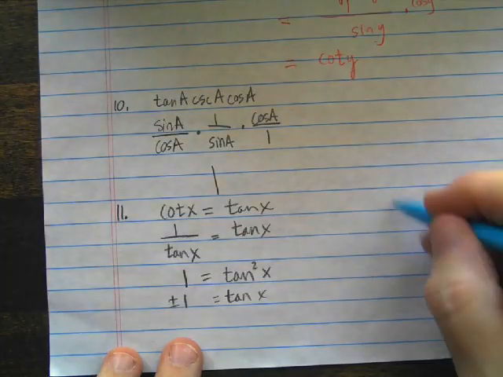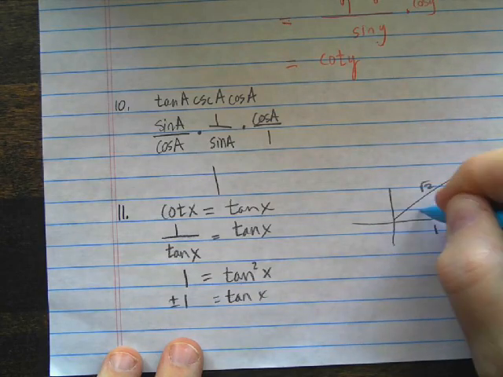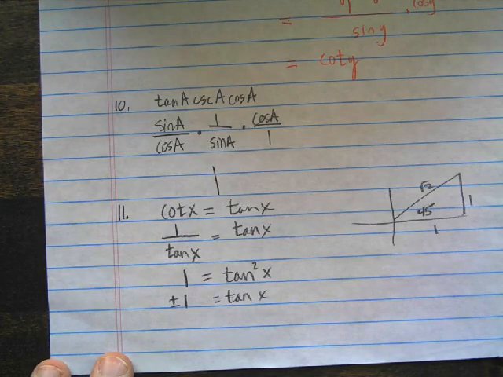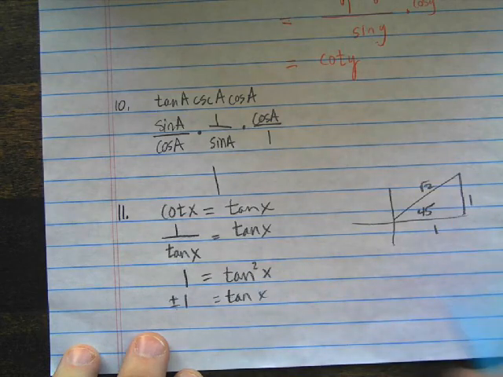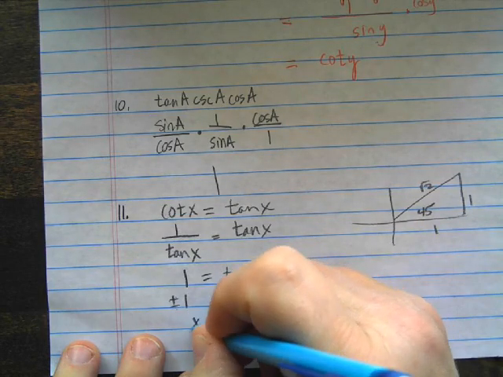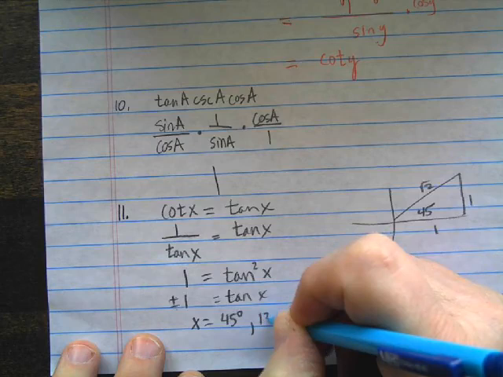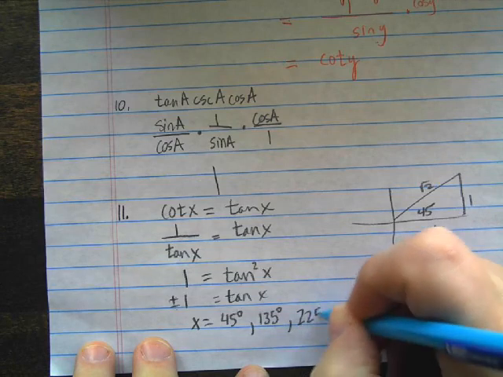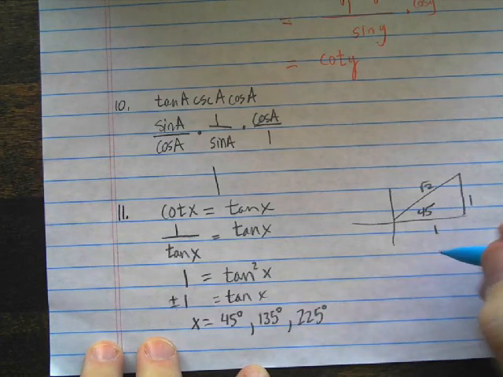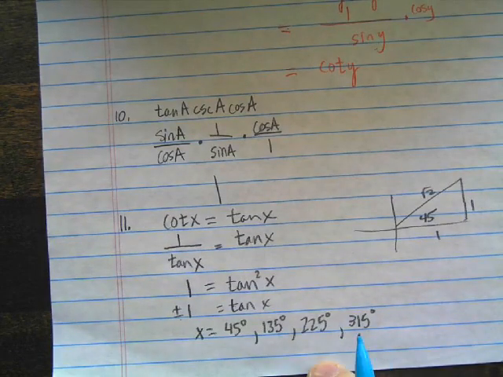Tangent x equals plus or minus 1. And that is a triangle we know: 1, 1, square root 2, so that's 45 degrees. And then as we've talked about, because it's plus or minus, it's going to put us in all 4 quadrants. So I need 45 degrees. I need 135 degrees, that would be the second quadrant answer. I need 225 degrees, that would be the third quadrant answer. And I need 315 degrees. And that would be the four answers to solve that.